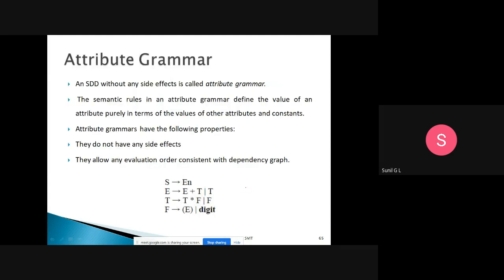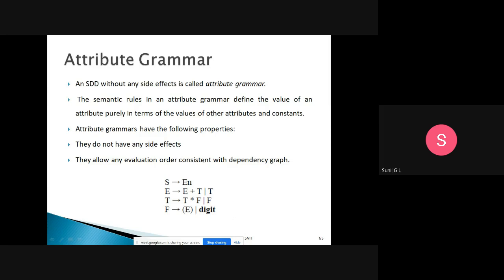Next, what do we mean by attribute grammar? An SDD without any side effect is called an attribute grammar, a pure grammar without any side effect. If the grammar contains no side effects, then we call it an attribute grammar.